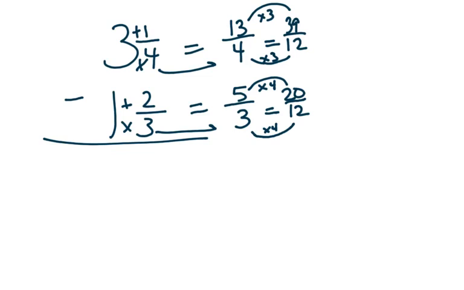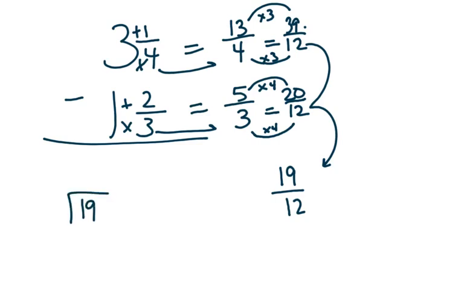When I finish, I'm ready to subtract. 39, again, just the numerator, minus 20 is going to give me 19. My denominator is going to stay the same. It's 12. I now have 19 twelfths. In order to simplify it, I need to change my improper fraction, that's when the numerator is bigger than the denominator, into a mixed number. To do that, I would take 19 and divide by 12. 12 goes into 19 one time. When I subtract, I'm left with a remainder of 7.